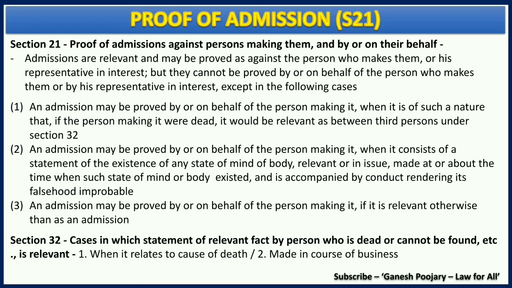Finally, before we go any further, we also need to remember that section 32 plays a certain role under section 21. That is, section 32 subclauses 1 and 2 are referred to here. Section 32 is all about cases in which a statement of a relevant fact by a person who is dead or cannot be found, etc., is relevant. Here under section 21 we are referring to subclauses from section 32, that is subclause 1, which is on when it relates to cause of death, and subclause 2, which discusses statements made in the course of business. These two are referred to.